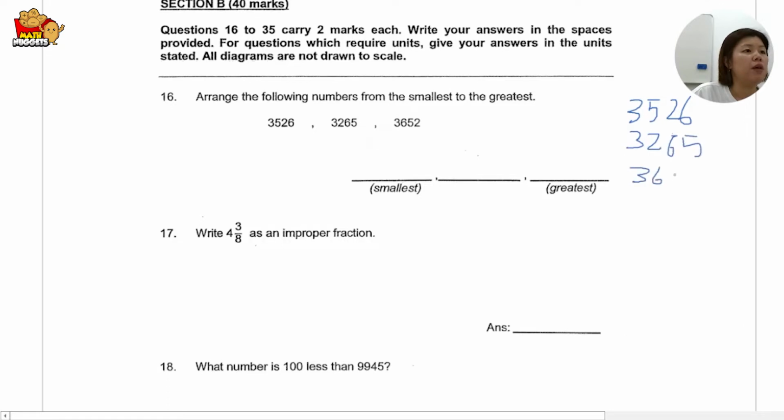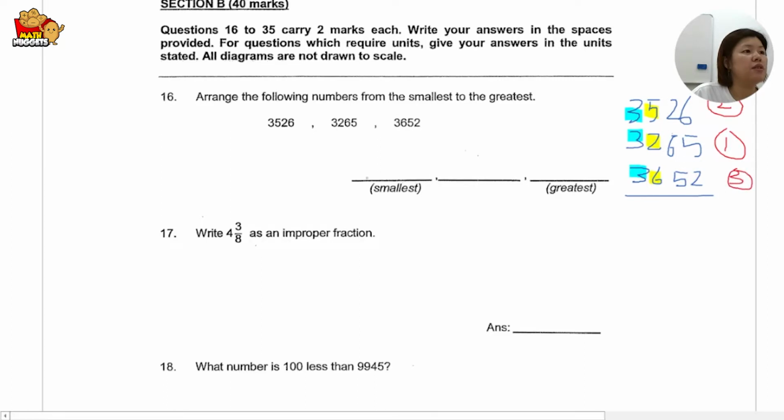And the last one, so same, all 3 the same. Second, 5 to 6. So 2 is my smallest, followed by 5 and followed by 6.